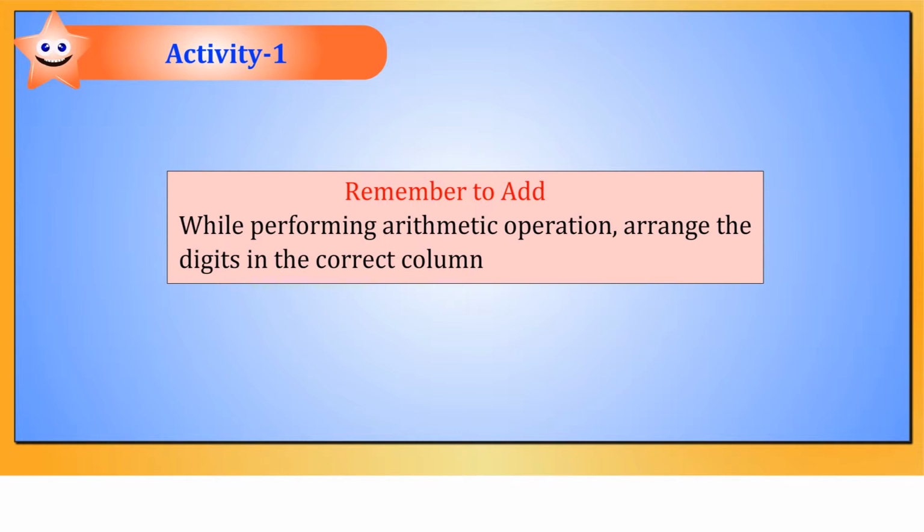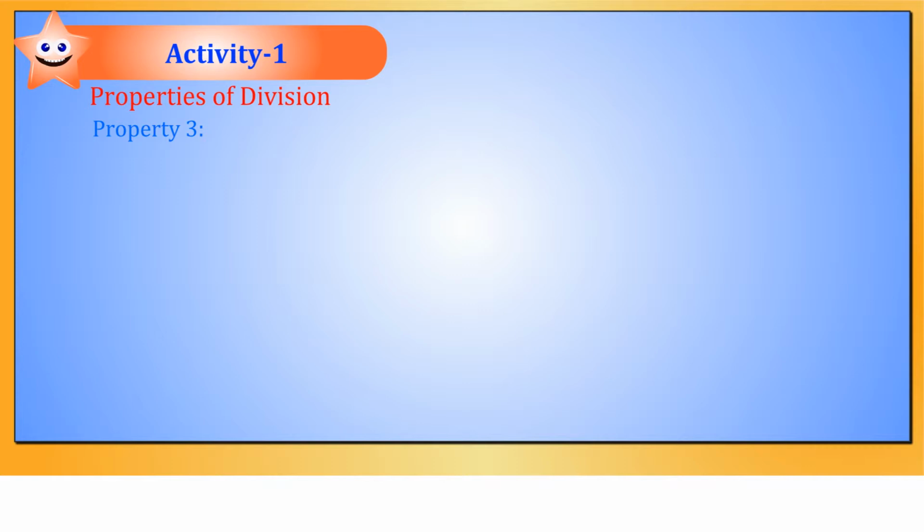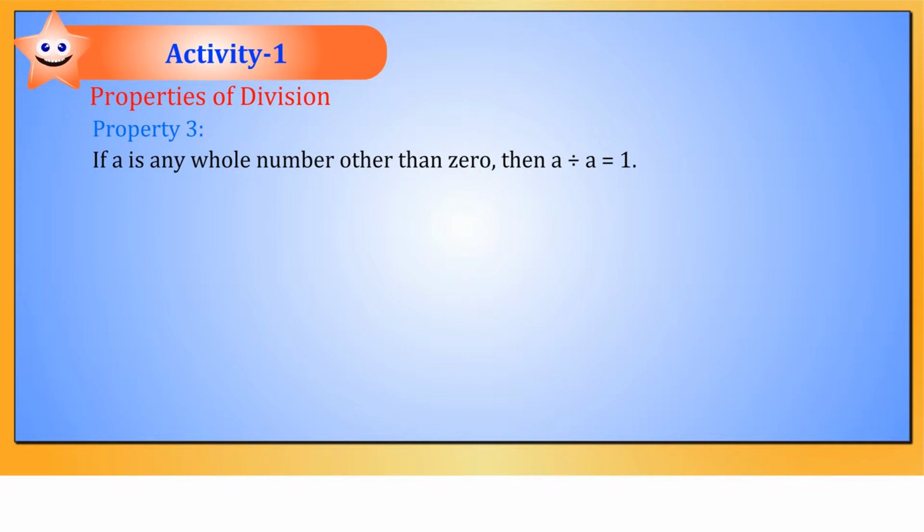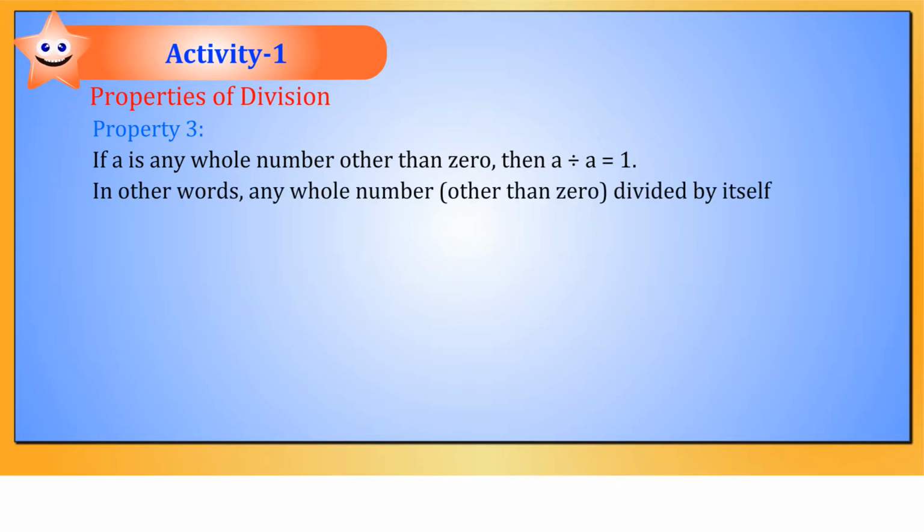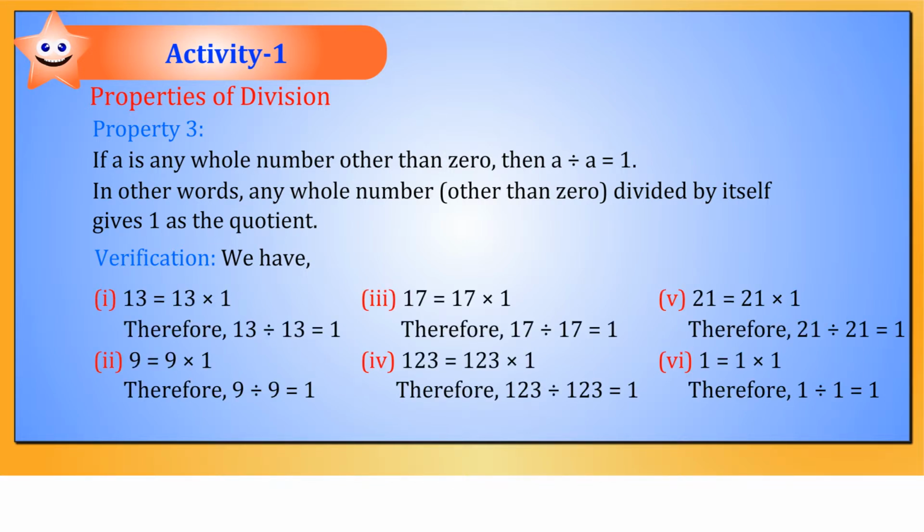Verification. We have first 13 equals 13 into 1. Therefore, 13 divided by 13 equals 1. Second, 9 equals 9 into 1. Therefore, 9 divided by 9 equals 1. Third, 17 equals 17 into 1. Therefore, 17 divided by 17 equals 1. Fourth, 123 equals 123 into 1. Therefore, 123 divided by 123 equals 1.